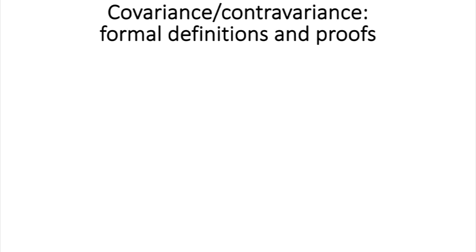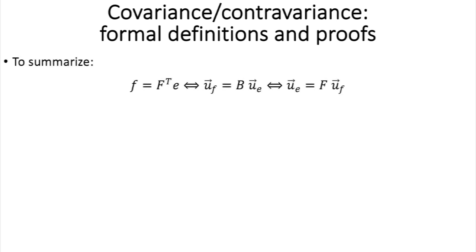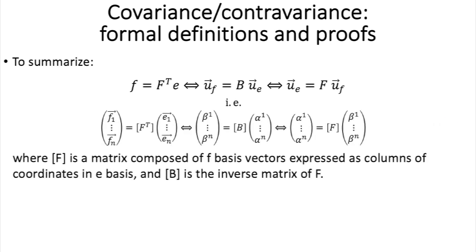So to summarize, to change from a basis E to a basis F, we use the transposed forward matrix that was defined in the previous slides. And we use the backward matrix to calculate the new coordinates from the old ones, and of course, we use the forward matrix to calculate the old coordinates from the new ones. Now, let's see what happens in dual space.